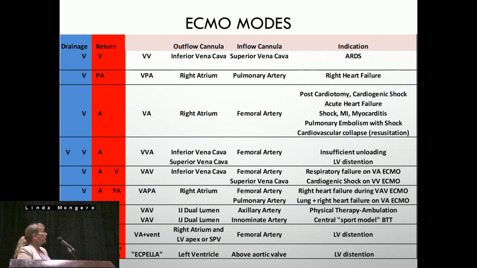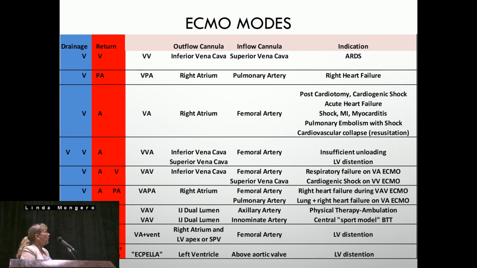Just 3 months ago, there were only 6 or 7 of these, and now we continue to add to this table. On the left, I have the drainage and the return corresponding to arterial and venous. We start with drainage from the venous and return to the venous as well with arterial blood. The outflow is in the inferior vena cava back to the superior vena cava. Indications for this would be simply ARDS, so respiratory therapy. VPA is right atrium outflow back to the pulmonary artery. This would be for right heart failure.